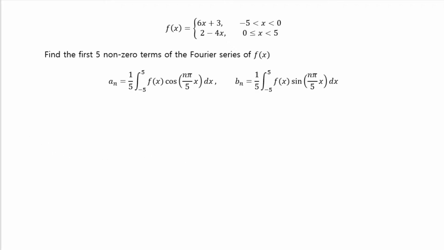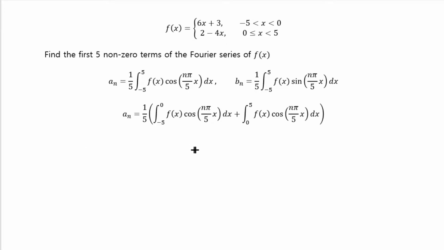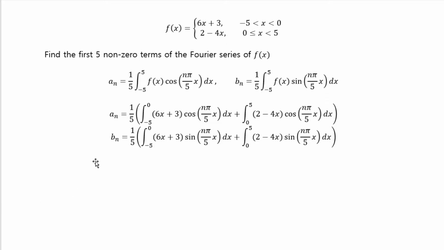Okay, so now let's try to calculate these. But if you try to calculate this, you will realize that you need to break up the integral into two, because f of x is 6x plus 3 from -5 to 0, and f of x from 0 to 5 is 2 minus 4x. Then you can use these formulas, and it makes the integral become concrete, and therefore you can do the integral without any problem. And you can do the same thing for Bn as well.